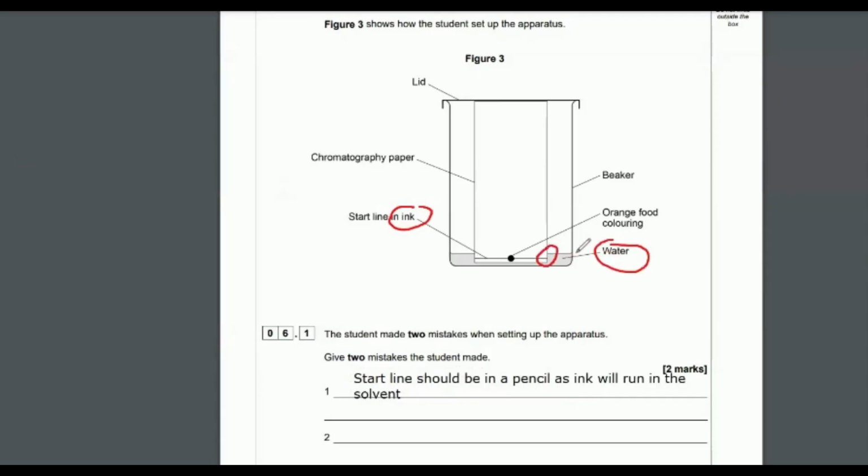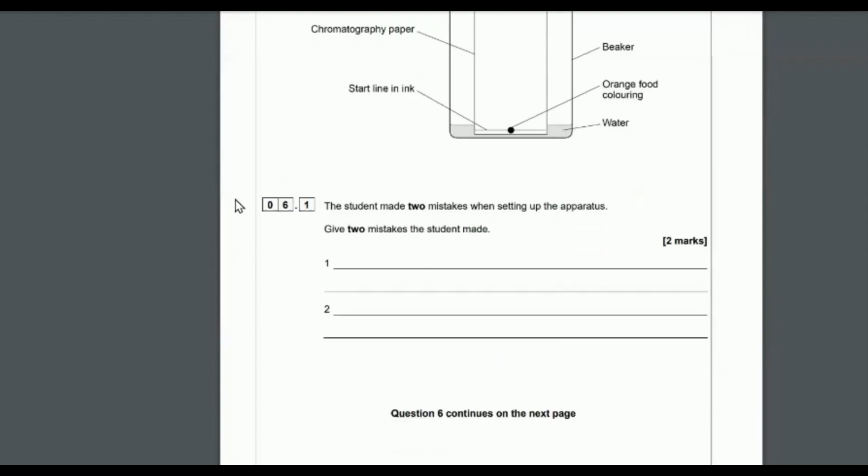And the second mistake is that the water, or the solvent, is above the start line. That's really poor because it means the dye will already dissolve into the water and it won't climb up the paper, because it will just dissolve into the solvent. So you'll end up with coloured water and you won't get that pattern on the paper that you're looking for with chromatography. All right, let's move on to the next part of the question.